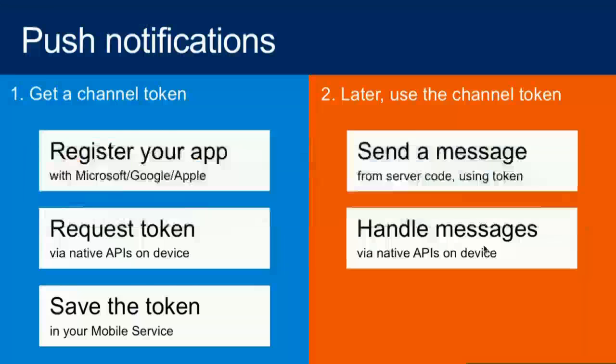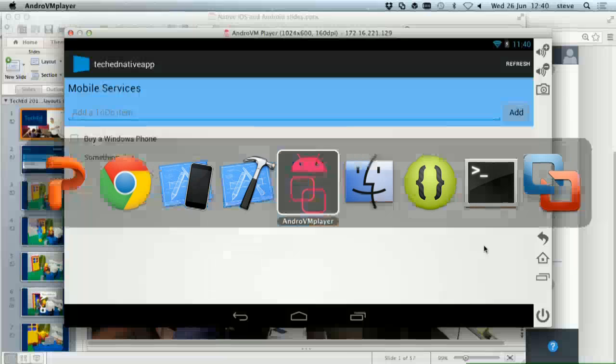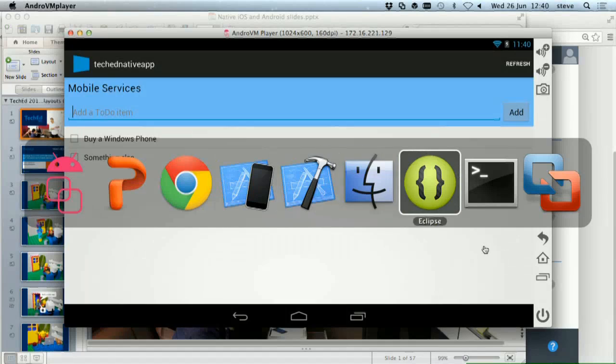All right, so it seems all right. Maybe this is not going to be too bad. We've got the first thing done already. But now comes the difficult bit, getting the token from the device. So let's write a bit of Android code to try and get a token. I'm going to go into Eclipse here.